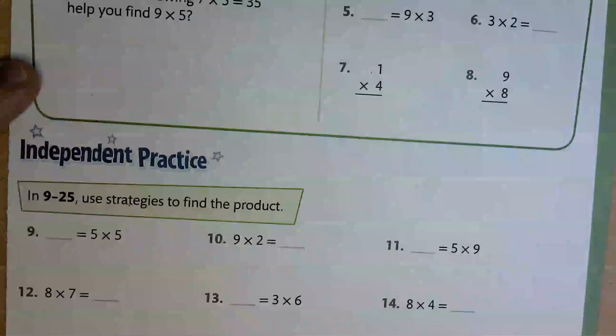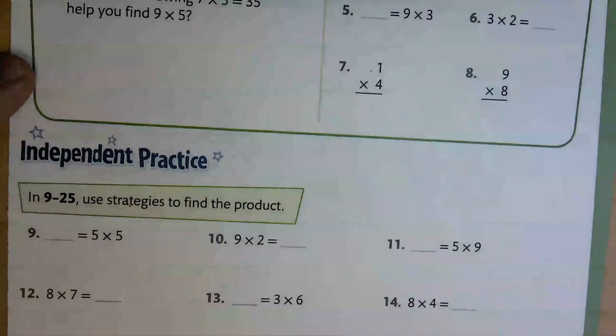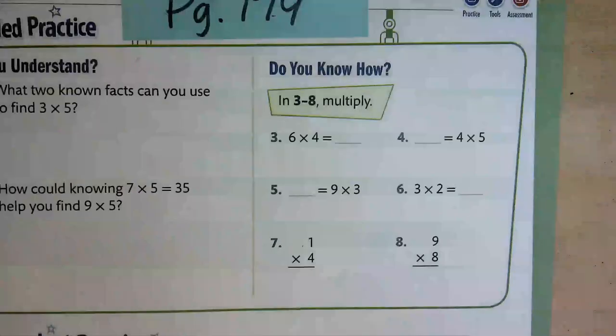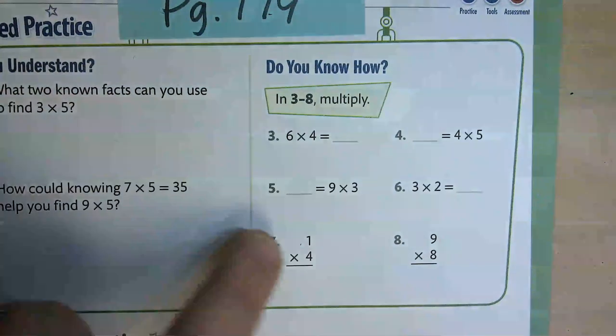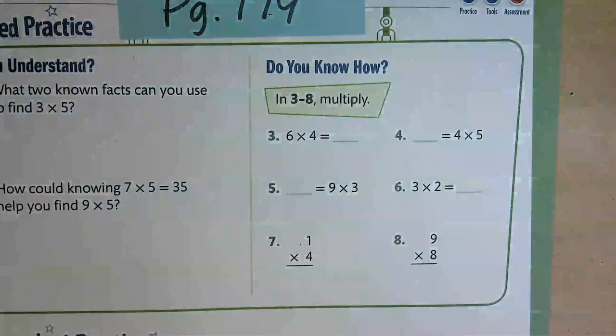The rest of your page here is going to be multiplication problems. So we're going to have you start off pausing your video. Go ahead, try out number 3, number 4, 5, 6, 7, and 8, and then press play, and I'll go over and you can check your work. So go ahead and do that now.